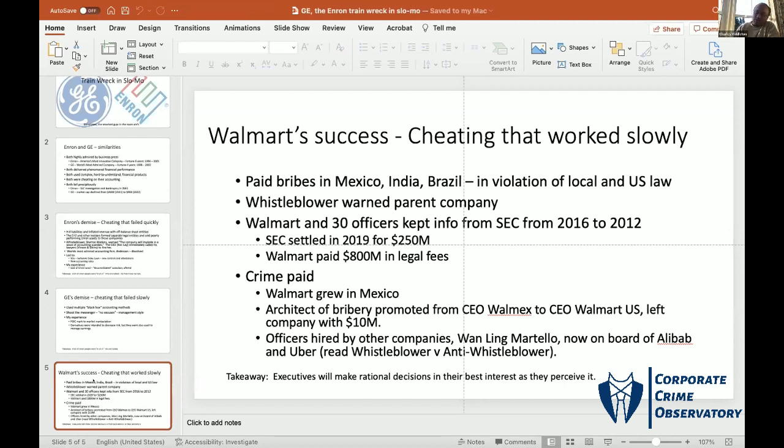They went to the SEC and they said, hey, we did this thing. We paid some bribes, it was a long time ago. And so the SEC starts investigating. 7 years go by, and Walmart and the SEC settle in 2019 for $250 million. At the same time, they disclosed that they had paid $800 million in legal fees. So, it cost them $250 million in fines and $800 million in legal fees.